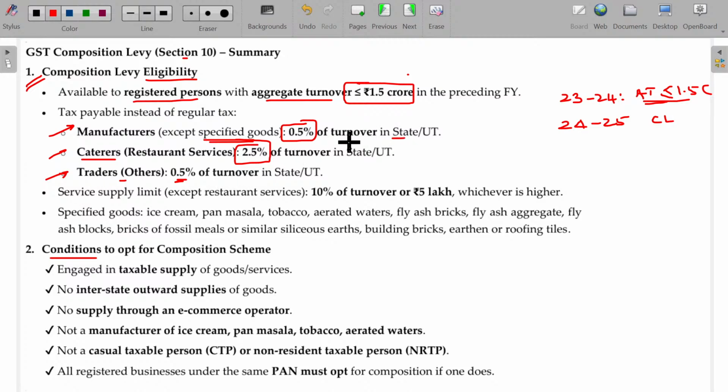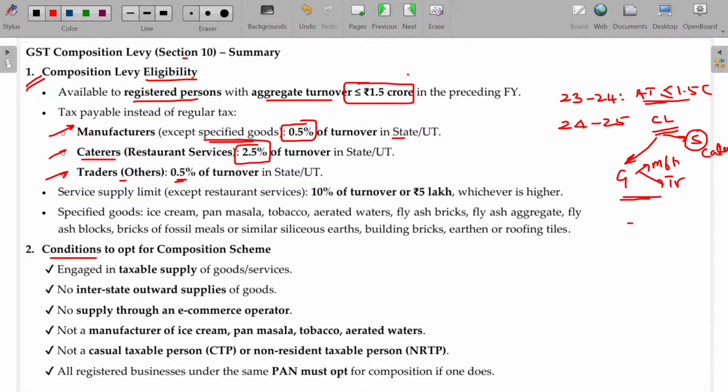Predominantly we have the goods only, no? In this case, composition levy is applicable for the goods manufacturer cum trader. But in case of service, very rare, only for caterer. So the person who supplies service will not be able to enjoy the composition levy.